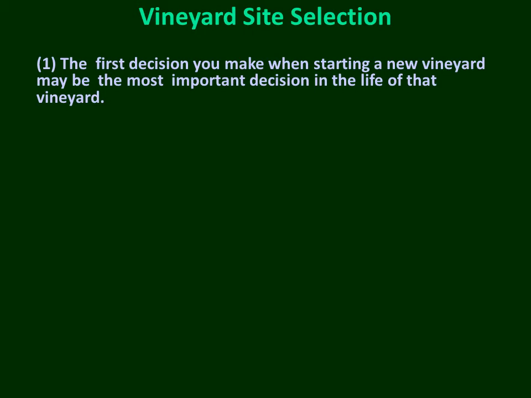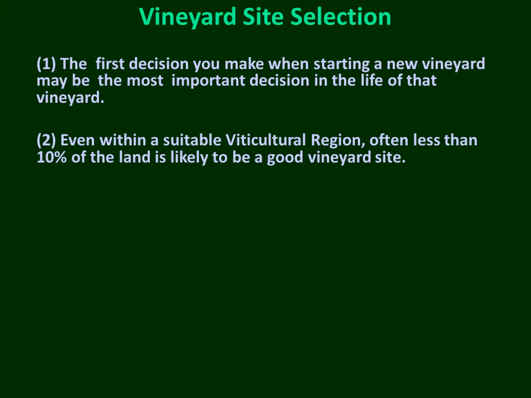Before we proceed with other information, let's review some statements that relate to vineyard site selection. Number 1, the first decision you make when starting a new vineyard may be the most important decision in the life of that vineyard: the decision of where to plant the vineyard. Even within a suitable viticultural region, often less than 10% of the land is likely to be a good vineyard site. So do your homework and take the time to find the proper place to plant your grapevines.